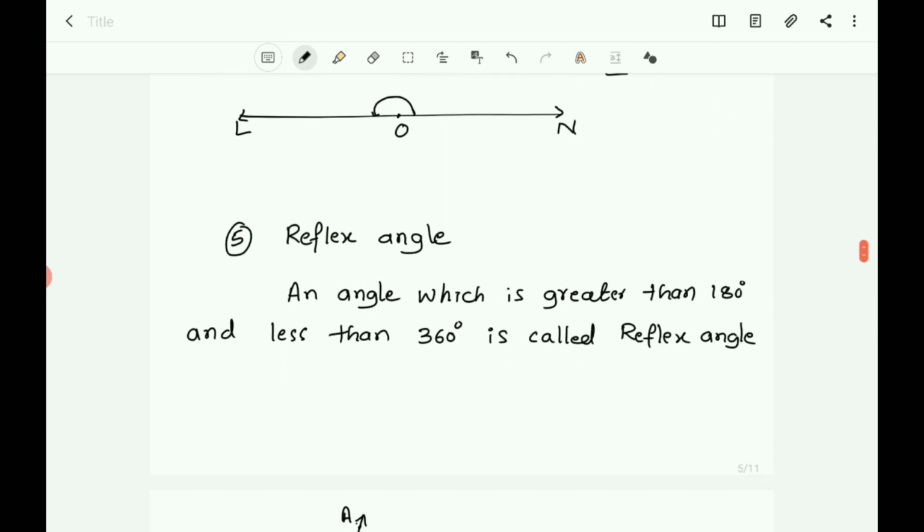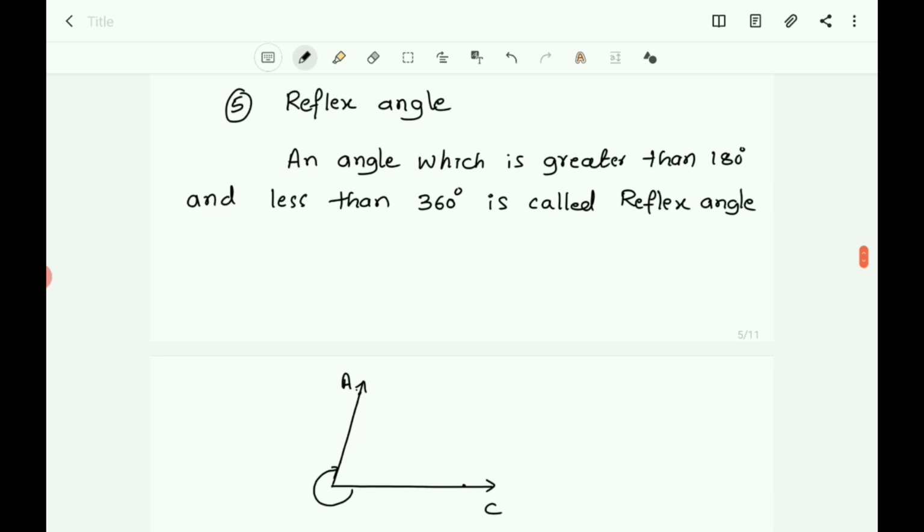Next, about the reflex angle. An angle which is greater than 180 degree and less than 360 degree is called a reflex angle. Here, let us take the angle ABC. You know that this is the acute angle and this is the reflex angle, that is greater than 180 degree. Here, angle ABC is greater than 180 degree and lesser than 360 degree.